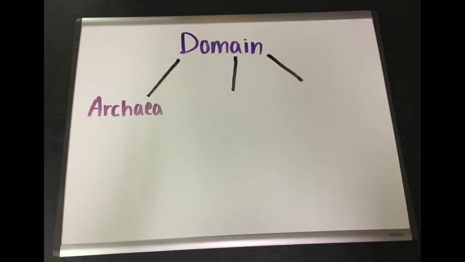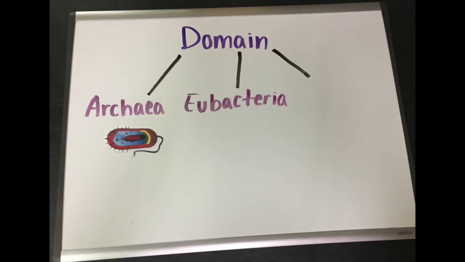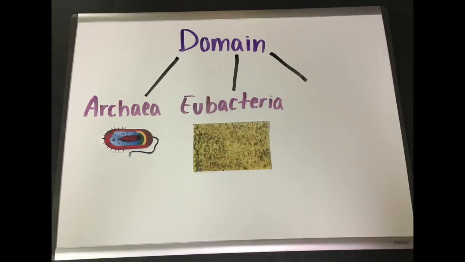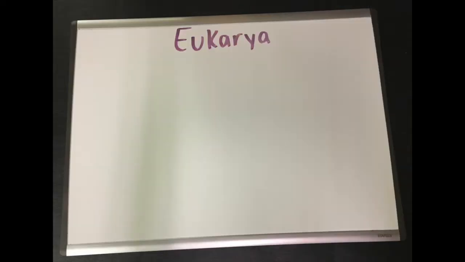Archaea, which includes types of bacteria that typically live in harsh environments; Eubacteria, which is the bacteria you think of, the bacteria that gets you sick, the bacteria that lives on you, etc.; and Eukarya, which includes eukaryotic organisms, organisms which have cells with nuclei.